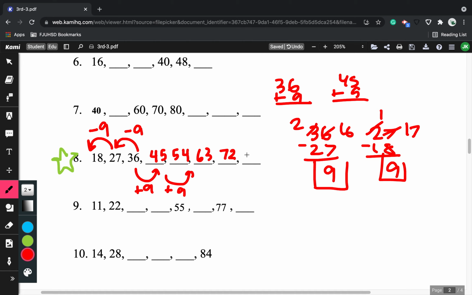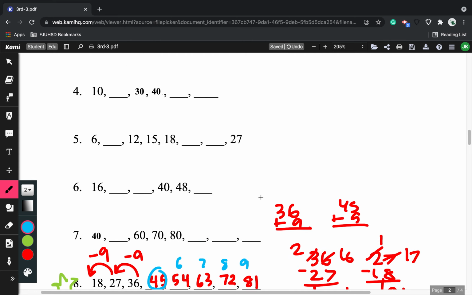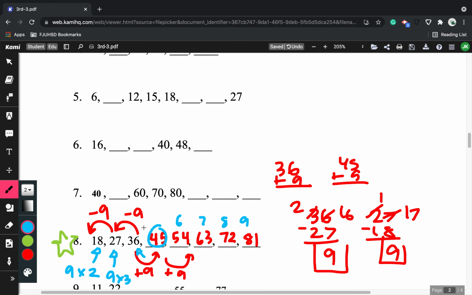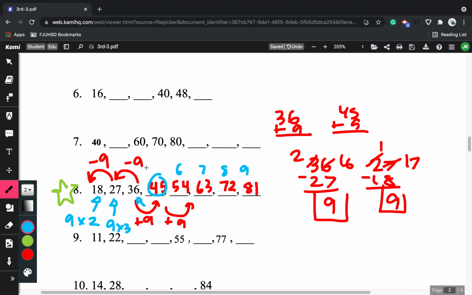72, and then 81. Also, you can notice that this is 9 times 2. This is 9 times 3. 9 times 4. 9 times 5, 6, 7, 8, 9. So there's always a pattern going on with these. That's just another way. But a good way is always to get two of these numbers and then subtract the smallest from the biggest. And also they should be next to each other. Get pairs next to each other.